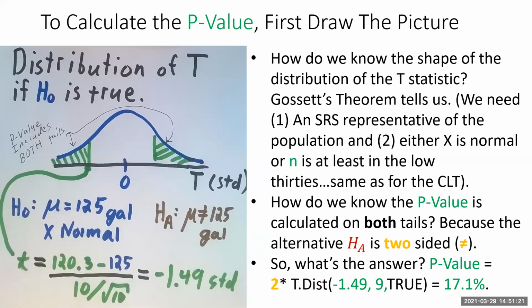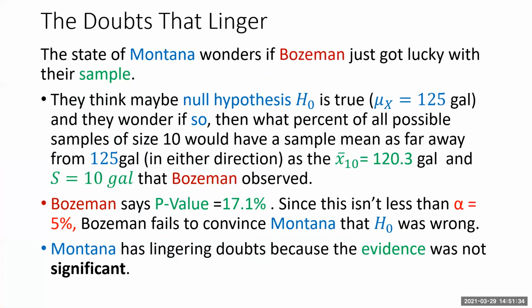You get a little bit more than before. Last time it was like 13%, now it's 17%. The evidence now against the null hypothesis is even weaker than it was before. That p-value is not less than 5%. So Montana is not convinced that they're wrong. They see you have some evidence against their hypothesis, but they're not sufficiently confident. You've not met the burden of proof that's on you.